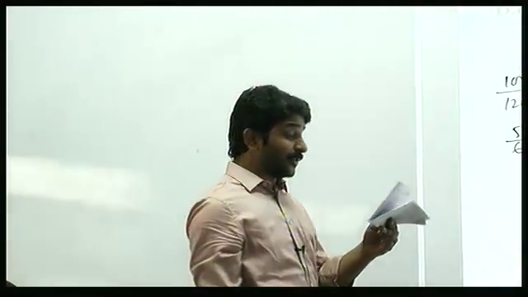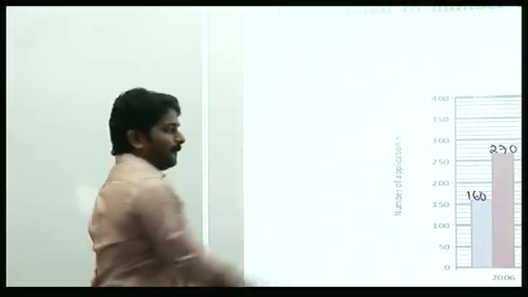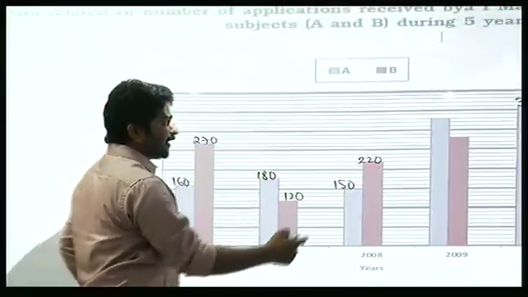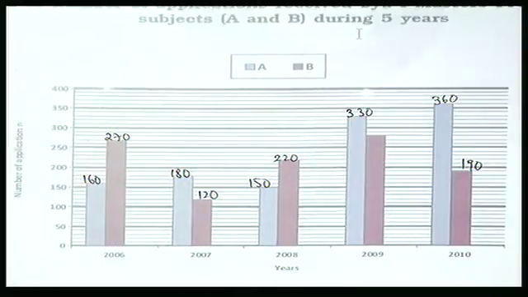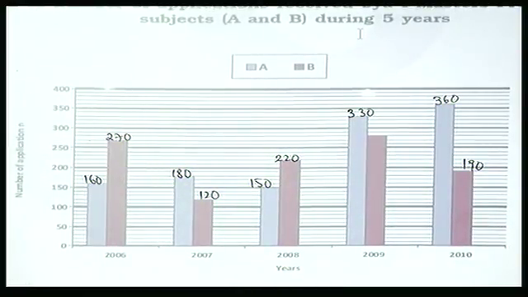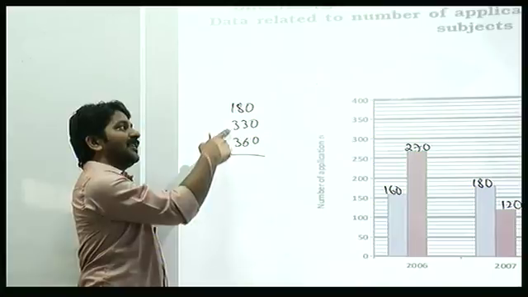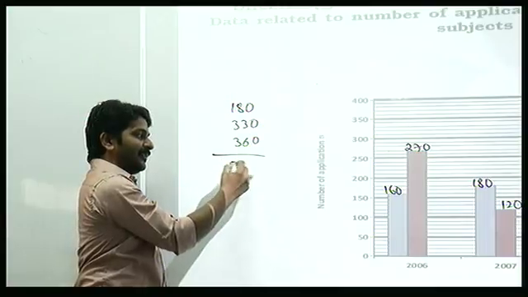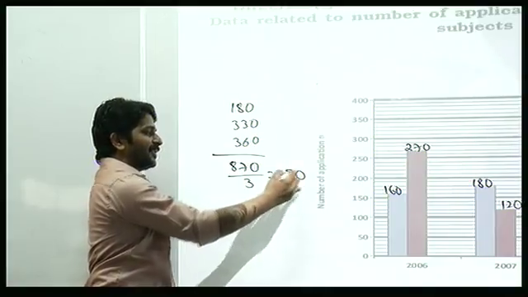45. What is the average number of applications received for subject A in 2007, 2009, 2010? 2007, subject A, 180. 2009, 330. 2010, 360. So it is 180, 330, 360. Your question is about average. 300, 600, 700, 780, 810, 870. It asked about average, so divide by 3. 2 times 27, 9 times and then 0. 2 nines.